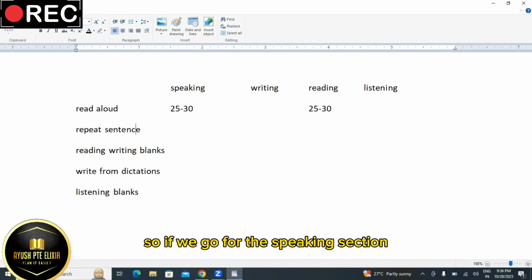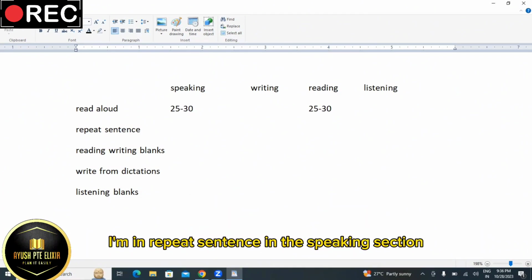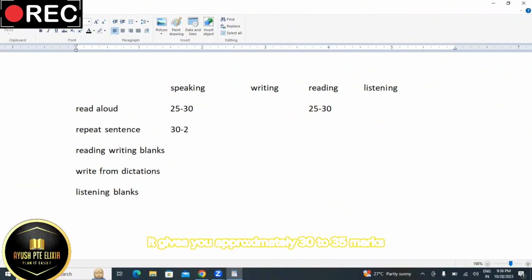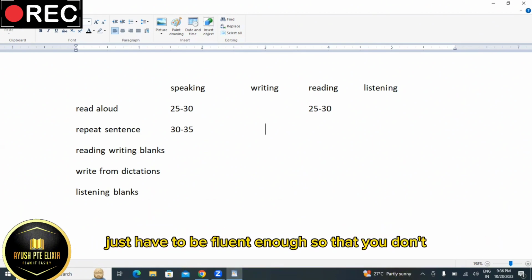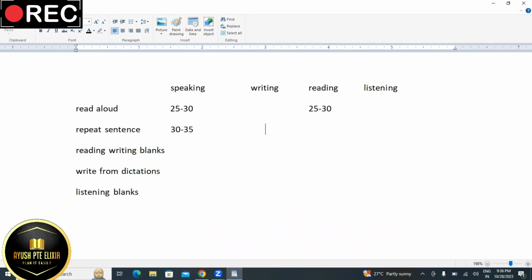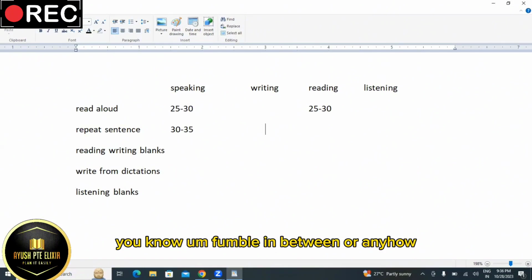If we go for repeat sentence in the speaking section, it gives you approximately 30 to 35 marks just for the fluency part, when you have to speak it. There is nothing else you have to do in speaking. You just have to be fluent enough so that you don't fumble in between.